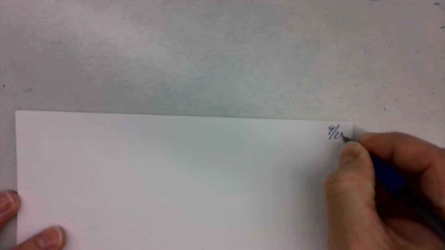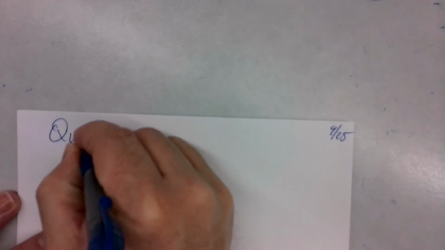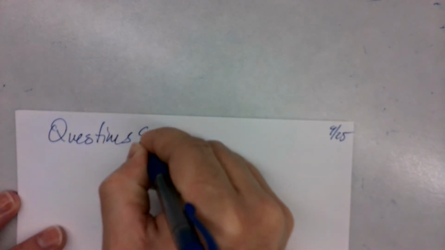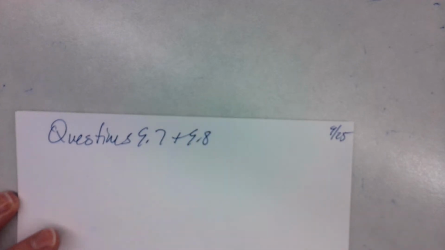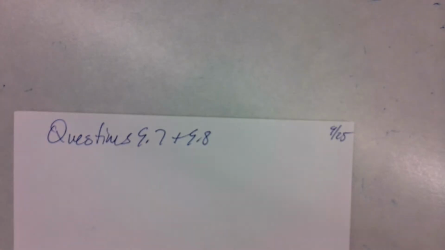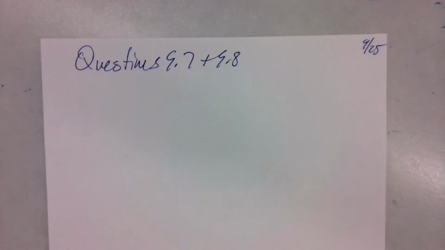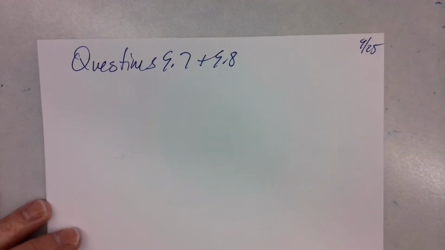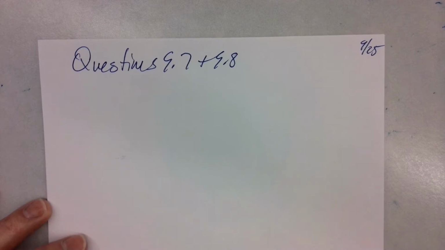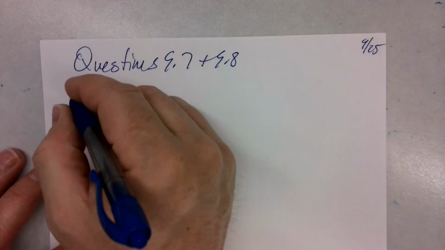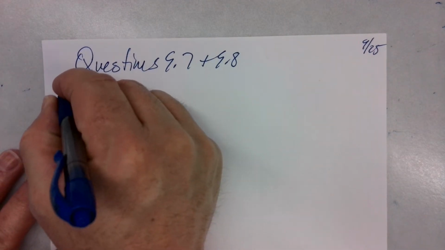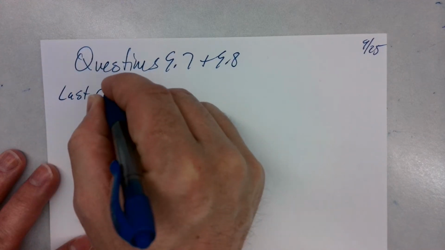So it's 9.25, and this is questions 9.7 and 9.8. So the last C, so the negative pi halves. I don't know what it was. All I know is it turns into 90 degrees. Okay, that's a great question. Okay, so we're just going to call this the last C.